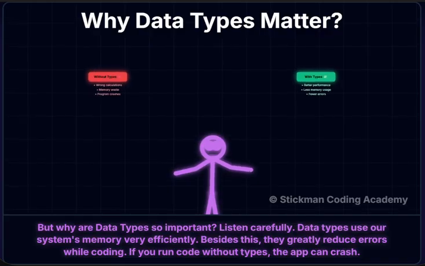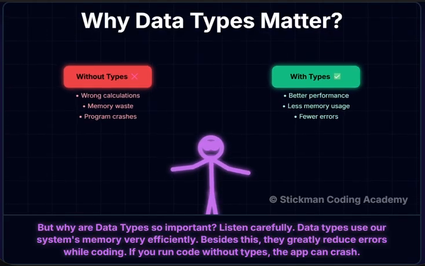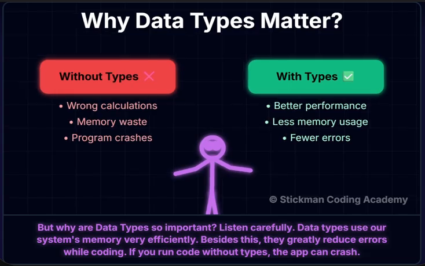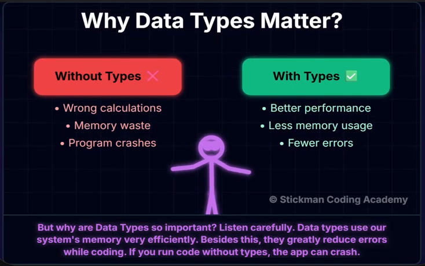But why are data types so important? Listen carefully. Data types use our system's memory very efficiently. Besides this, they greatly reduce errors while coding. If you run code without types, the app can crash.